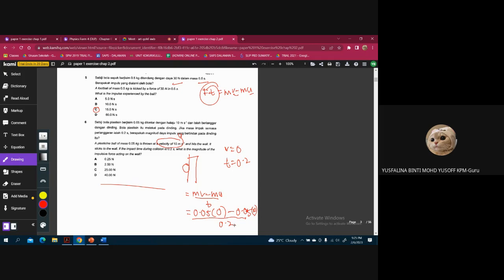Actually it should be negative, but since they only want the magnitude, only the value, we can ignore the negative. Magnitude means you want the scalar only. Because impulsive force is a vector, we can just use 2.5 and the answer is B.